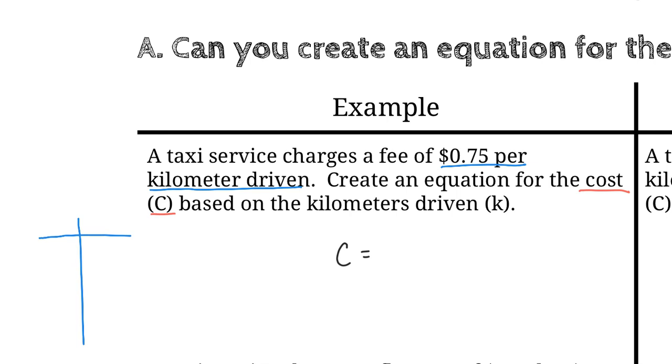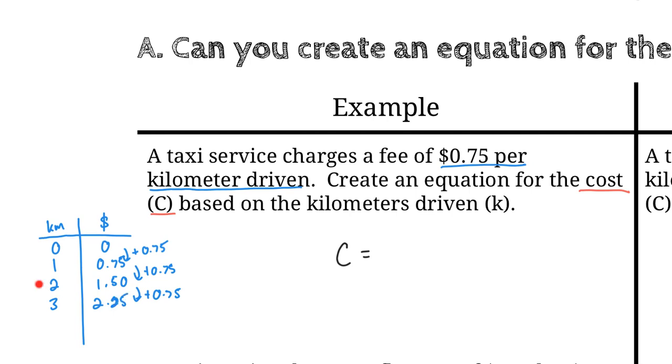On the left, we're going to have the number of kilometers, and on the right, we're going to have the cost in dollars. So if we've driven 0 kilometers, our cost is going to be $0. If we've driven 1 kilometer, our cost is 75 cents. If we've driven 2 kilometers, we're just going to add 75 cents there. Our total cost is $1.50. If we've driven 3 kilometers, let's add another 75 cents. And this time the cost is $2.25.